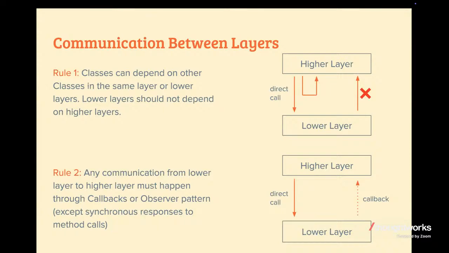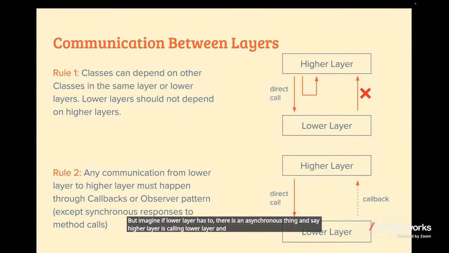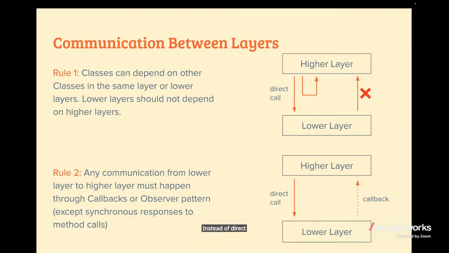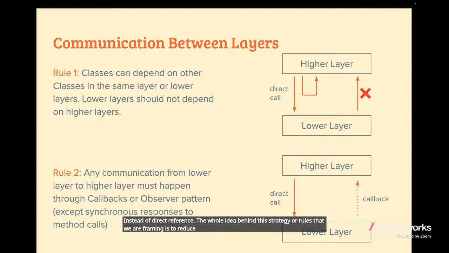However, a lower layer can respond to a direct method call from a higher layer, right? That is synchronous. That can happen. But imagine there is an asynchronous thing, and the higher layer is calling the lower layer, and the job is moving to background. It is async, and when the job is done, the lower layer needs to notify the higher layer the job is done. That will be done through callbacks instead of direct reference. The whole idea behind these rules that we are framing is to reduce coupling. We don't want both ways coupling.